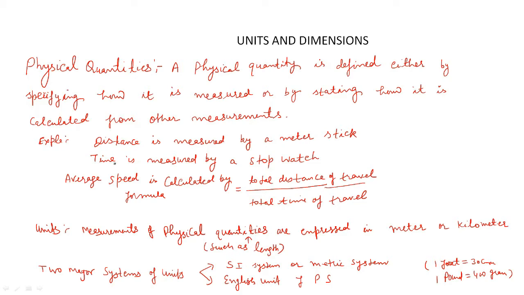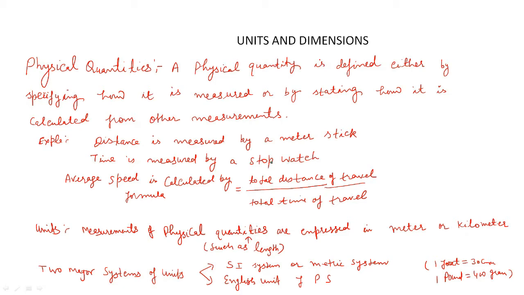Similarly, time is a physical quantity and let us say it is measured by a stopwatch. So these are the physical quantities, distance and time, and we are telling here how these are measured. The distance is here first measured by a meter stick. It can be measured in other ways. Similarly, here time is measured by a stopwatch.